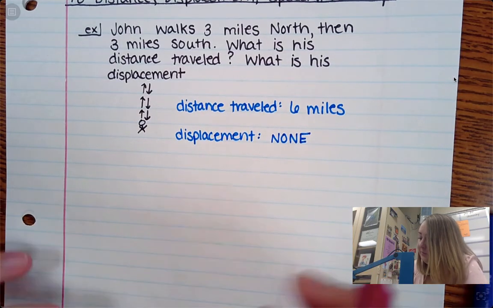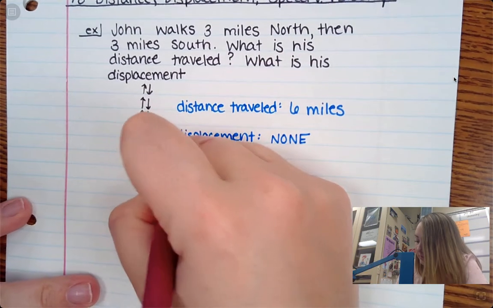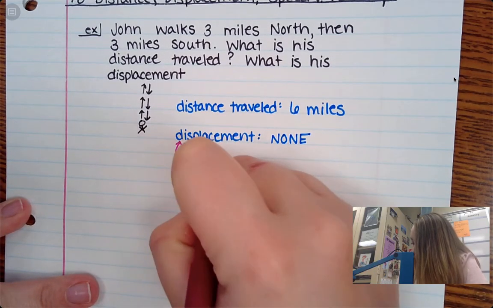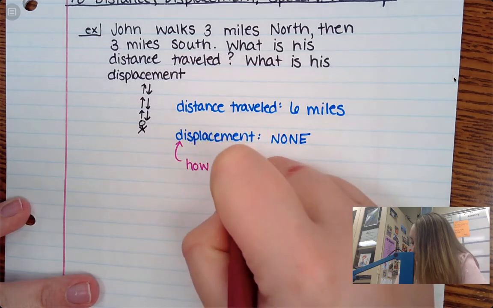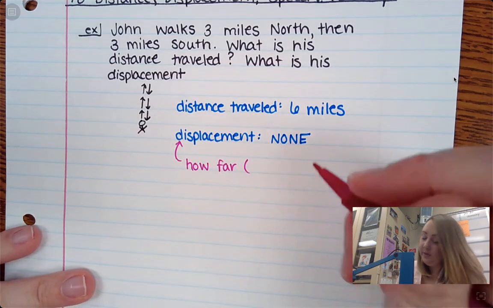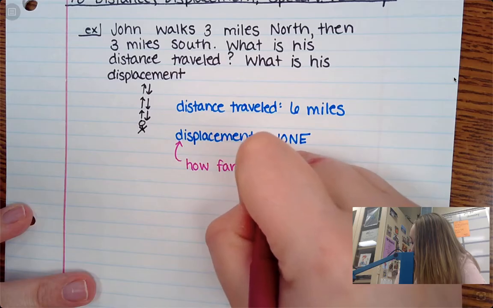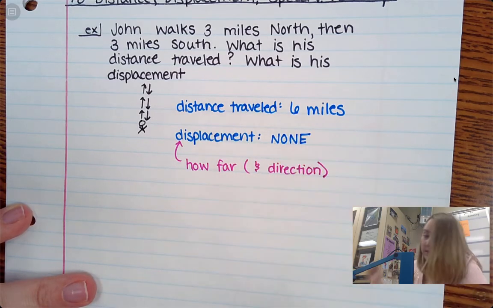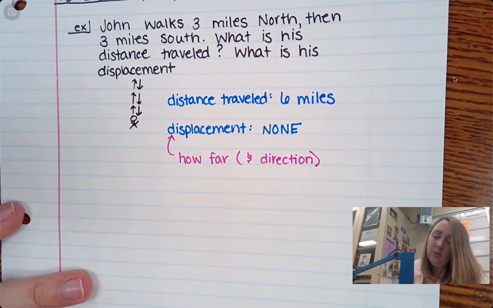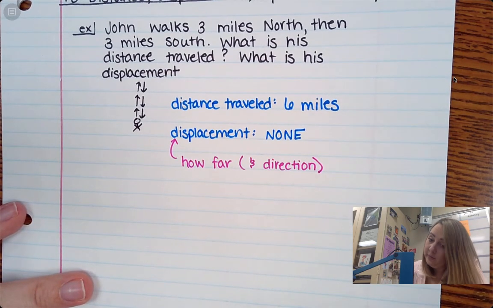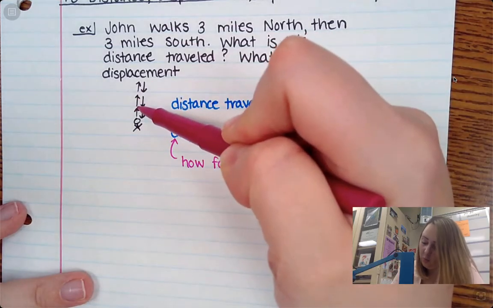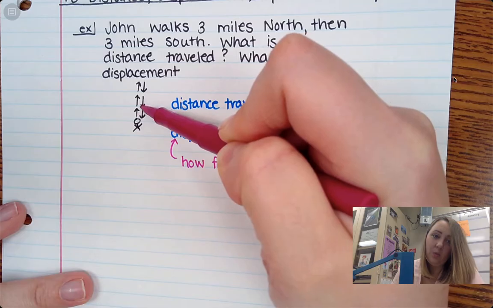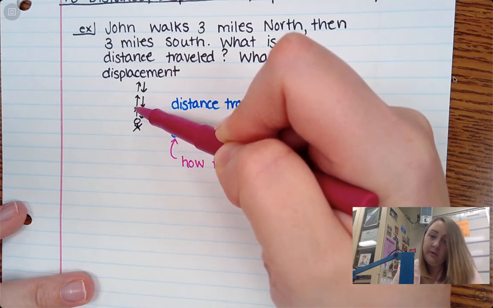So displacement is, and you're also going to want to put the direction. So let's say he walked 3 north and 2 south, and he ended up right there. You would say that he ended up 1 mile north from where he started.